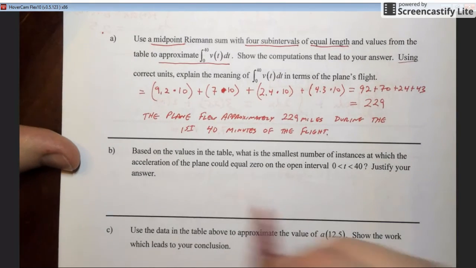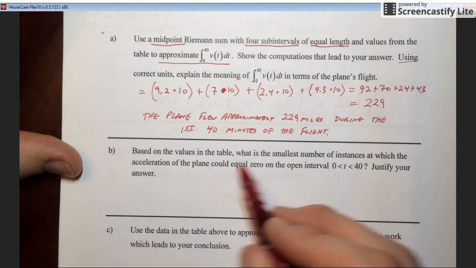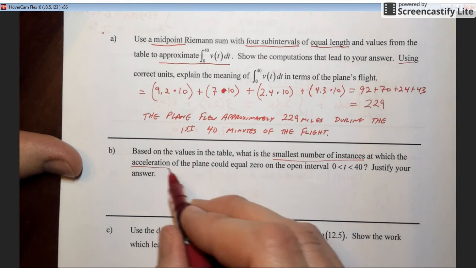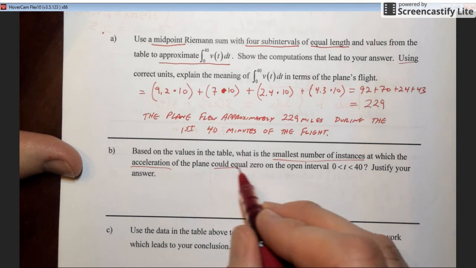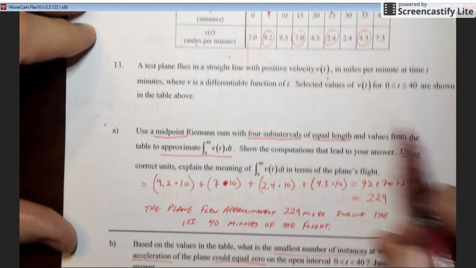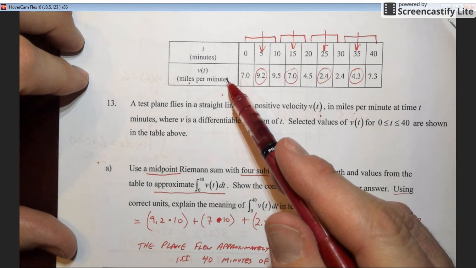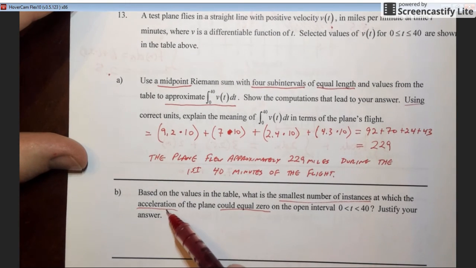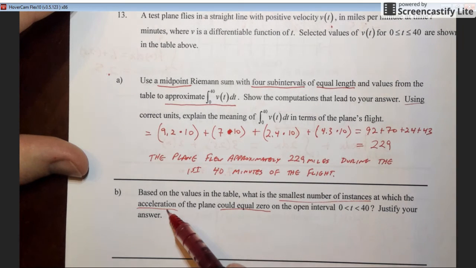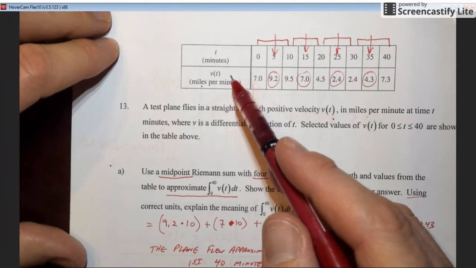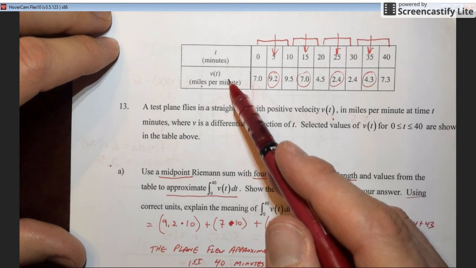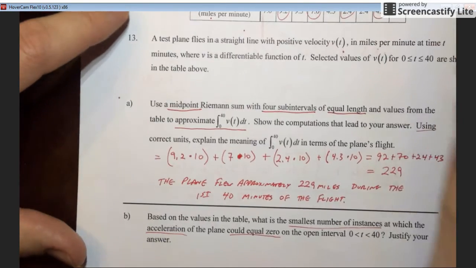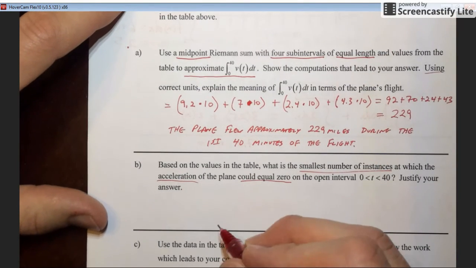Okay, part 2. Based on the values of the table, what is the smallest number of instances at which the acceleration of the plane could equal 0? Okay, acceleration. We weren't given acceleration, we were given velocity. All right, so what's the connection between velocity and acceleration? Yes, acceleration is the derivative. So we're being asked about the derivative of velocity, even though we weren't given the derivative of the velocity. So if that comes into play, guess what we need to think about?